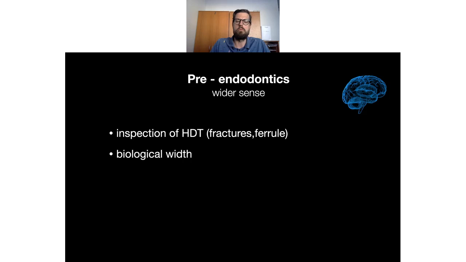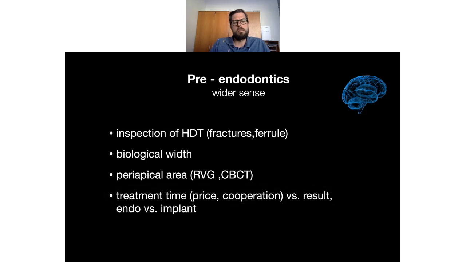The other thing is the periapical area, which we can check with our intraoral units and also the CBCT. So it's the imaging. And we come to the decision of what, for example, the treatment time will be. If the treatment time is too long, there are many complications and the result is, for example, 50-50, then we must say to each other, okay, is it really worth it, maybe an implant would be better. So there's the endo versus implant question. And also, as we need a lot of time, the price is going up, so we must decide if it's worth it.